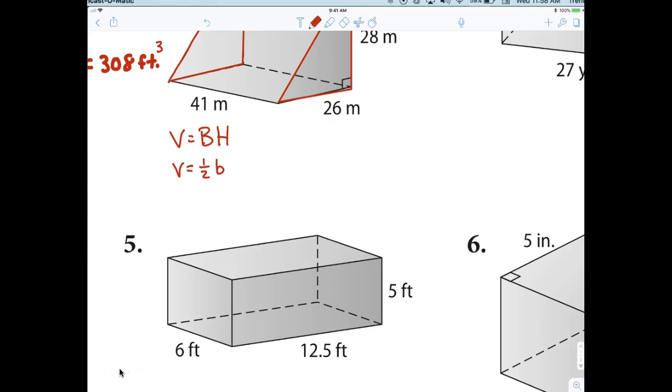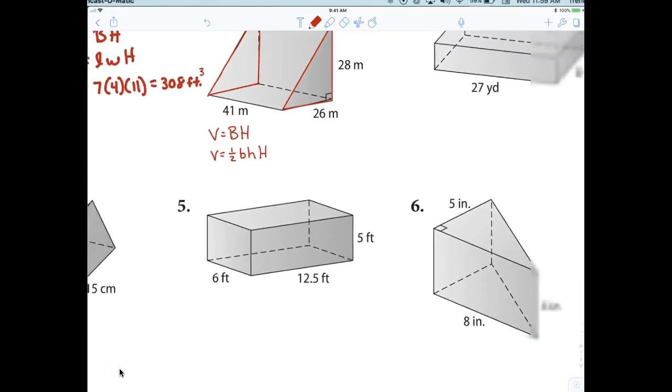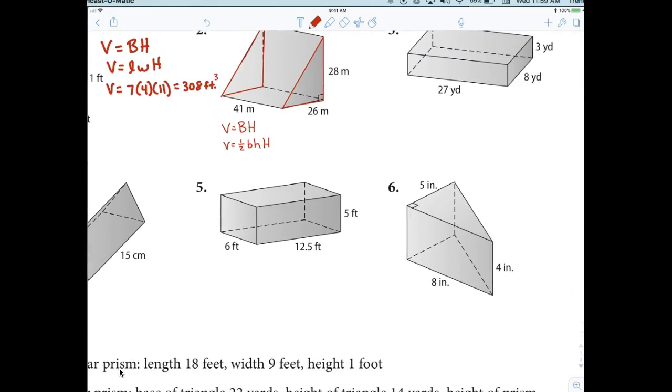Notice I'm writing little b, little h, capital H. Lowercase letters are used to indicate that you're referring to the base of the triangle. The capital H means you're referring to the height of the prism. Is everybody with me? So now after that, you're going to write in the numbers for me.